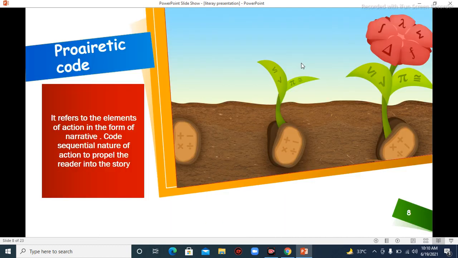Then we will discuss the proairetic code. Basically, the proairetic code occurs in the form of narrative. It provides the sequential story. It provides the action of the story, that is, how the story is being moved further on.